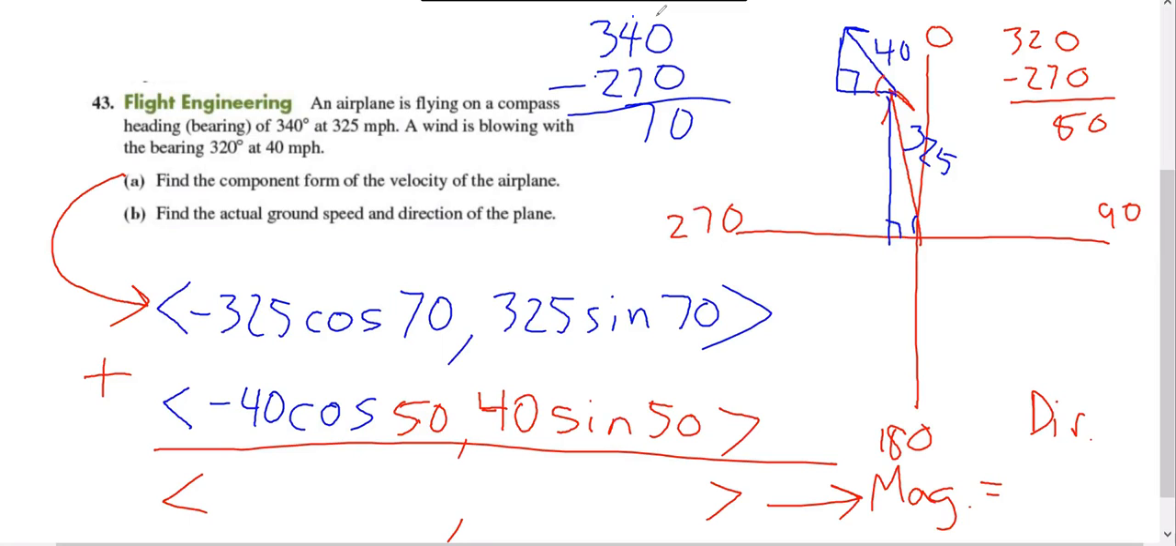Negative 40 cosine 50. So I got negative 244.43. And 325 sine 70 plus 40 sine 50 gives me 241.02. What mode are you in? Because I got completely different answers.